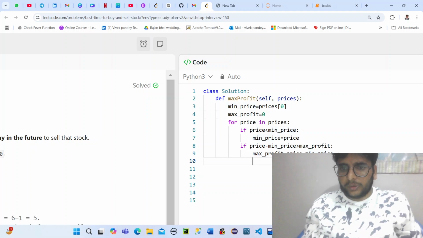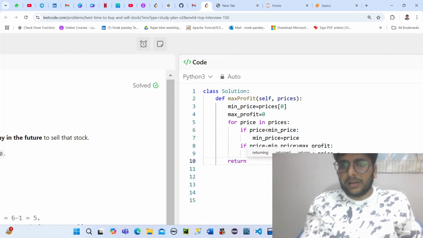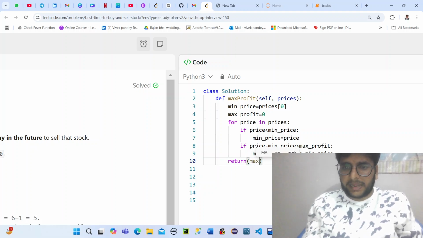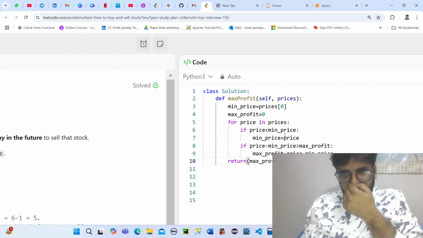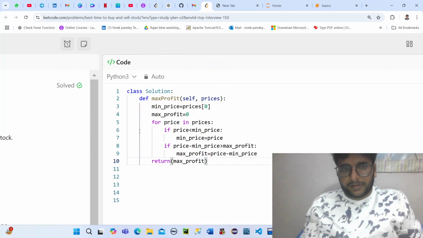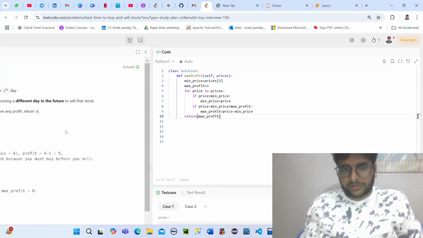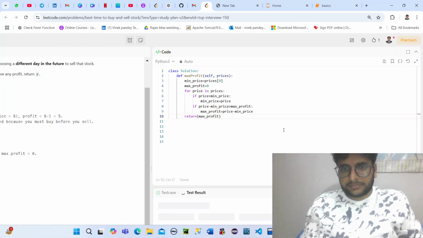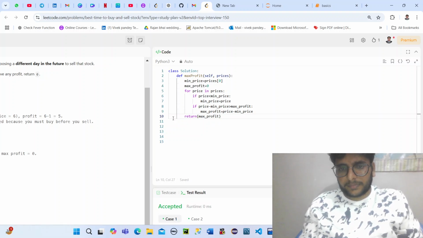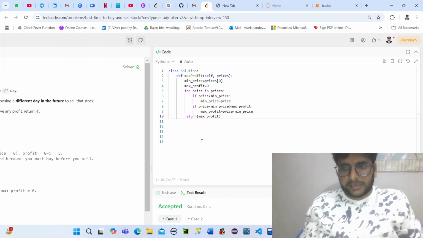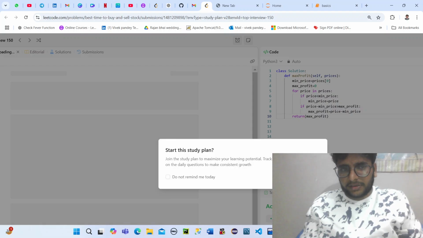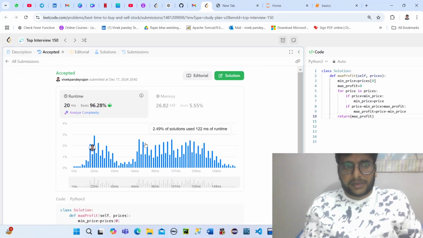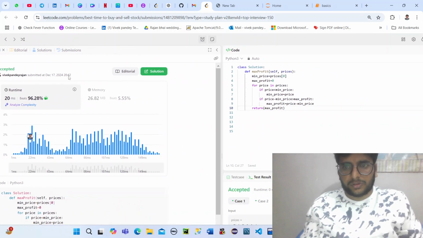Now what I need to do is return max profit. Now let's see whether it's working good or not. Max profit, min price, max profit, fine. Let's see whether it's working or not. Run. Yeah, it is accepted, and then let's submit it. Yeah, fine. It is saying accepted. So we are done with this.